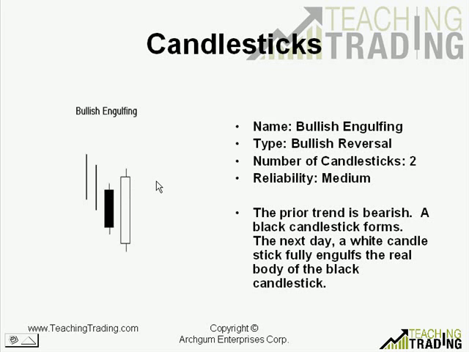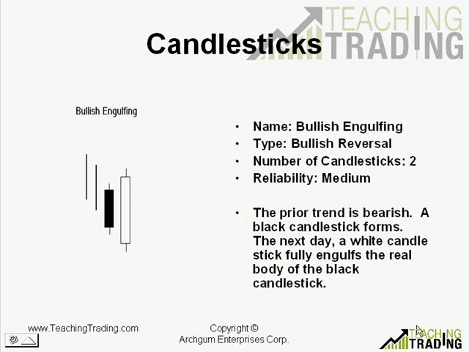So the key to recognizing this pattern is that on the first day we have a black real body, and on the next day we have a white real body that fully overshadows the black one. So we do not need to worry about what the shadows are doing. As long as the white real body fully covers the black one, then we have a bullish engulfing pattern. The reliability is medium. So if we wanted to play it safe, we can wait one more day for confirmation before getting in. For example, if we waited until the next day, and we found that the candlestick closed higher on the next day, say here, then this will give us high reliability that this pattern will reverse.